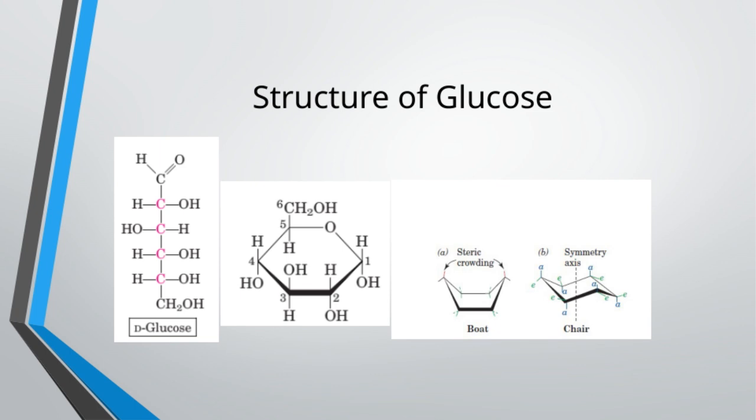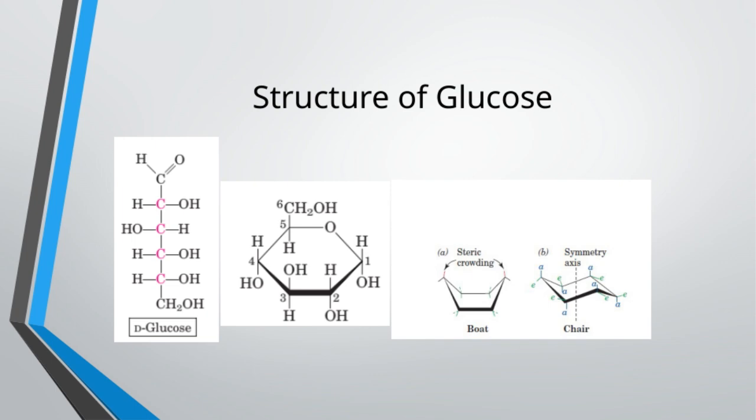In its open-chain form, glucose has an aldehyde group at one end, which is crucial for its reactivity. This aldehyde group can react with hydroxyl groups on other carbons, leading to the formation of ring structures, which are more common in biological systems.